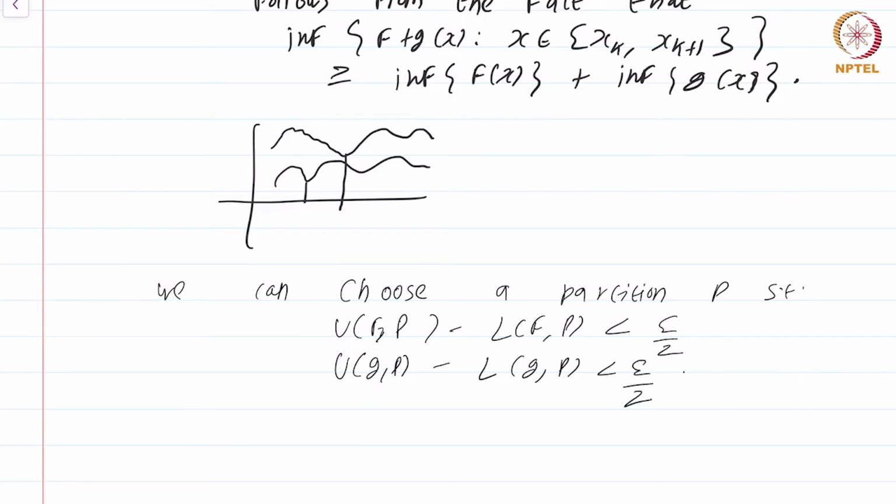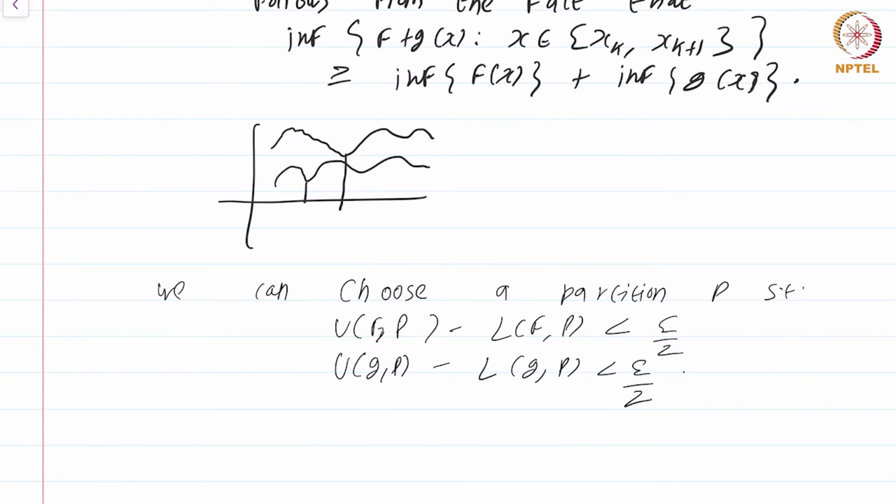Note, I have said you can choose a single partition such that both of these inequalities are simultaneously satisfied. This is coming from the criterion for Riemann integrability. We know that f and g are Riemann integrable, therefore we can find a partition such that U(f,P) minus L(f,P) is less than epsilon by 2. Similarly, you can find another partition such that U(g,Q) minus L(g,Q) is less than epsilon by 2. But I have written the same partition because we can take the common refinement P union Q, and this will still be true. That common refinement I am continuing to call P.